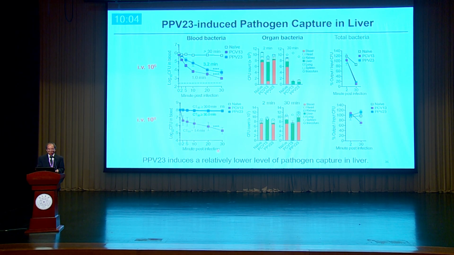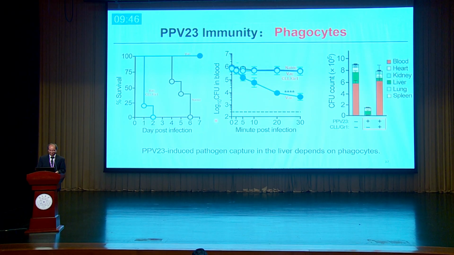polysaccharide. Okay, and so the polysaccharide vaccine can also activate the liver to capture the bacteria, and also to kill the bacteria. However, this is with a low dose of infection, but if you increase the infection dose, the polysaccharide vaccine no longer works. Okay?